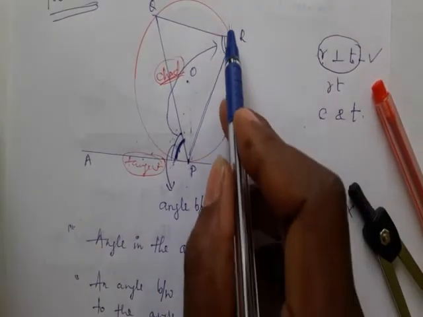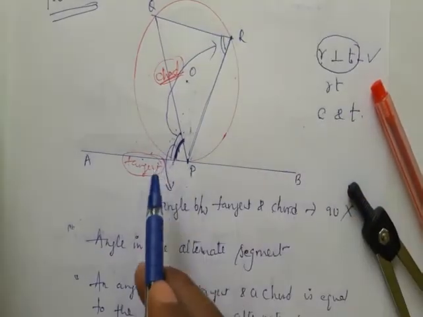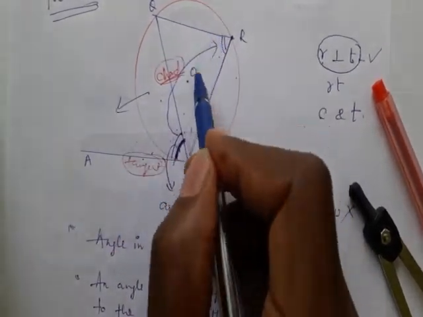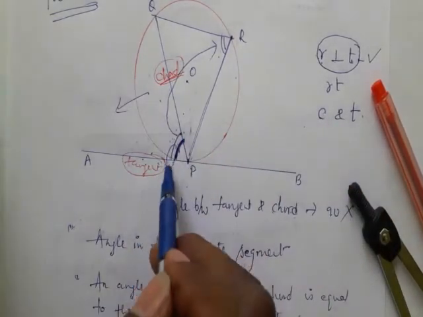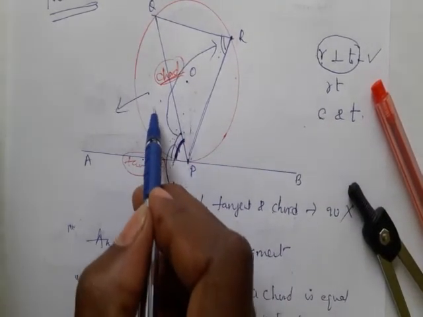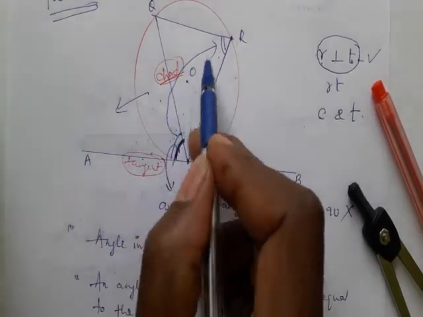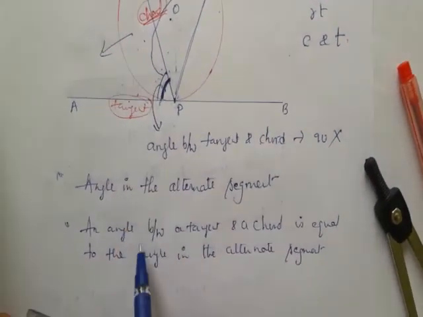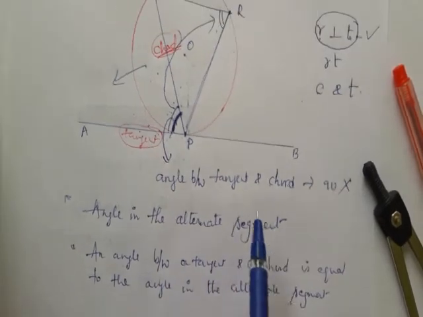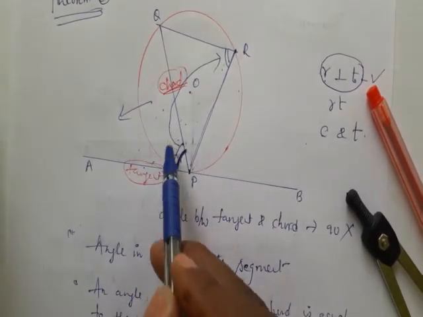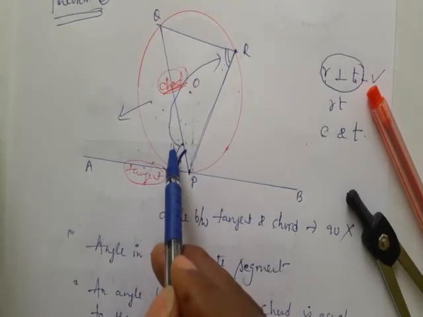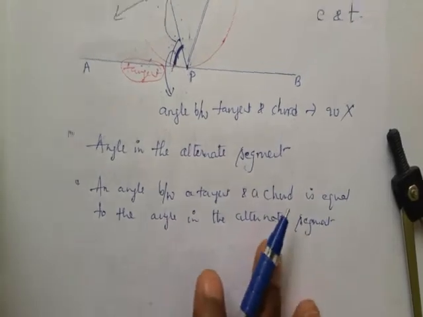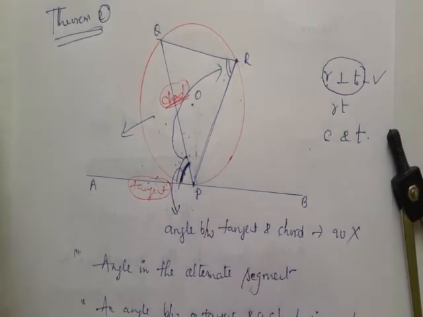These kinds of angles are called the angle in the alternate segment, because this angle is formed this side, and this angle is formed the other side, so it is called the other segment. This angle is formed in the minor segment, this R angle is formed in the major segment. So the angle between chord and tangent is equal to the angle in the alternate segment. Similarly we can try this side also, students.